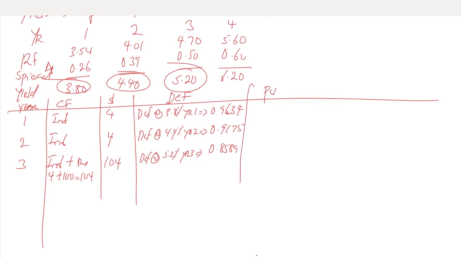How did we say we get our PV? PV will be cash flow times the discount factor. So 4 times 0.9634, that gives me 3.85 year 1. Year 2, 4 times 0.917, that gives me 3.67. And year 3, 104 times 0.8589. So I'm multiplying this with this, this with this. Now 104 times 0.8589, that gives me 89.33.